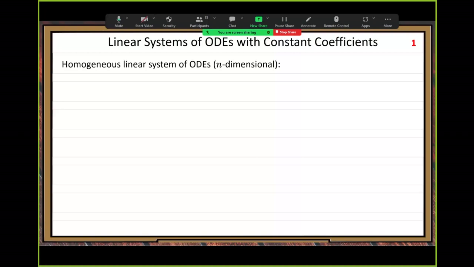Homogeneous linear system of ODEs, n-dimensional this time, not 2 by 2. So we need to consider the general case, but the idea is the same. Here we assume a matrix with constant entries.